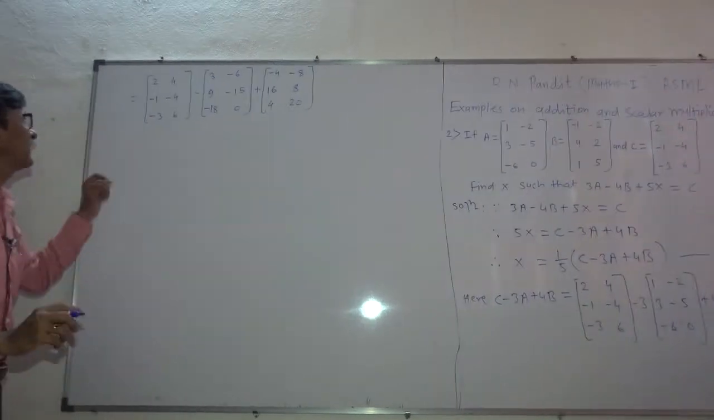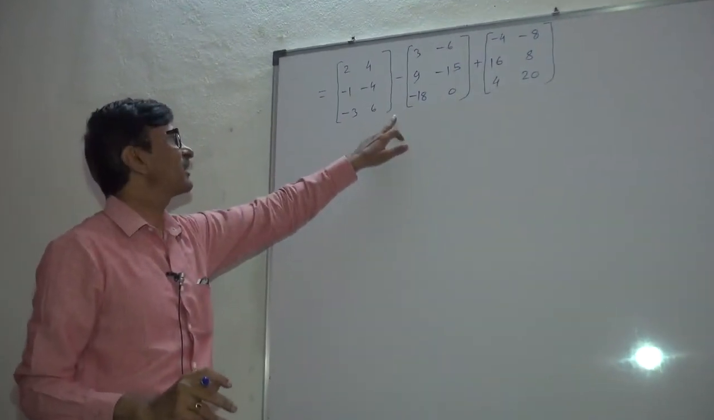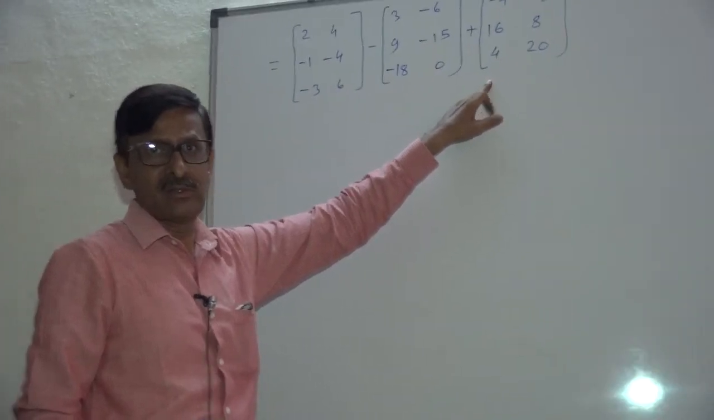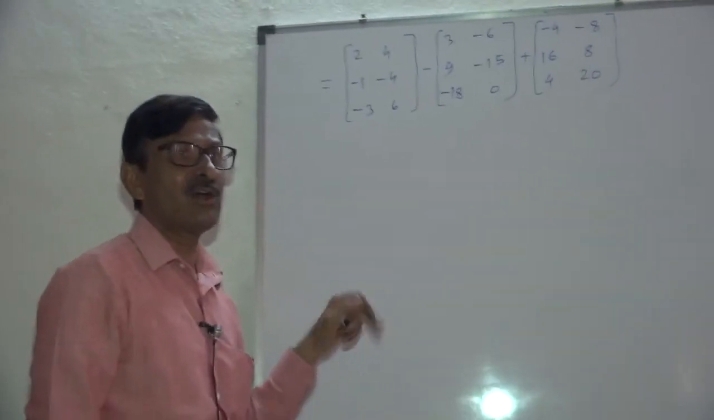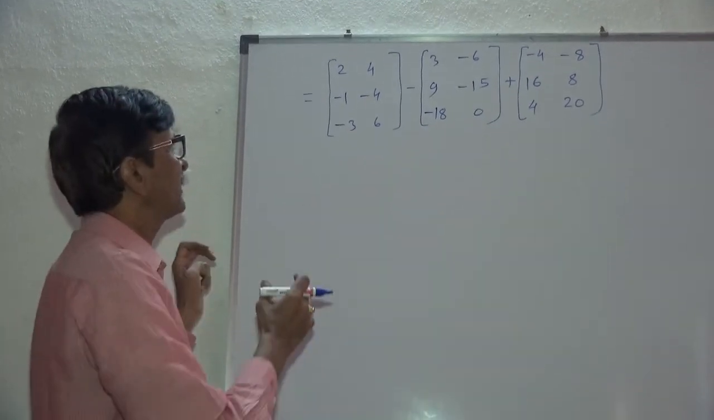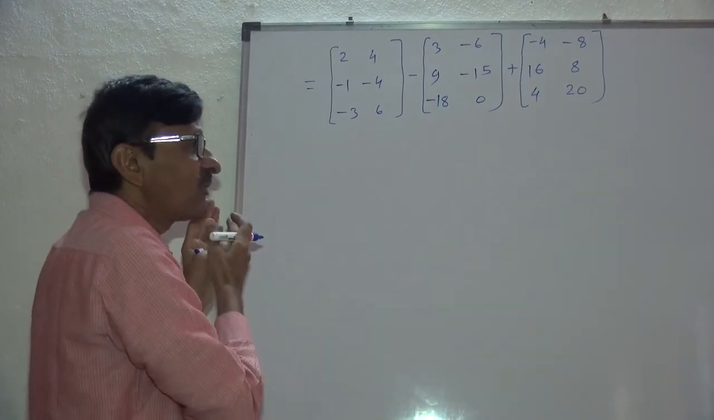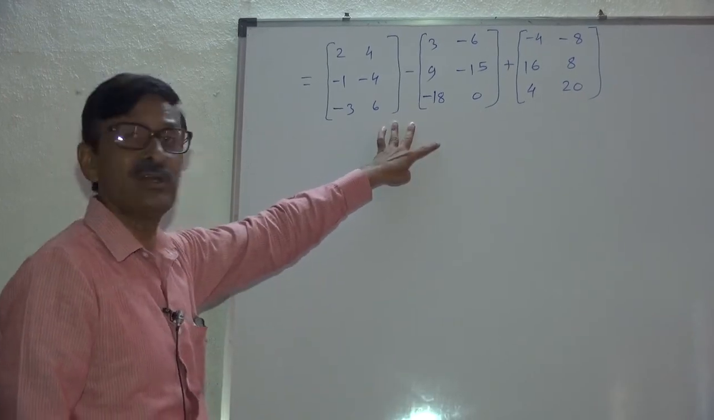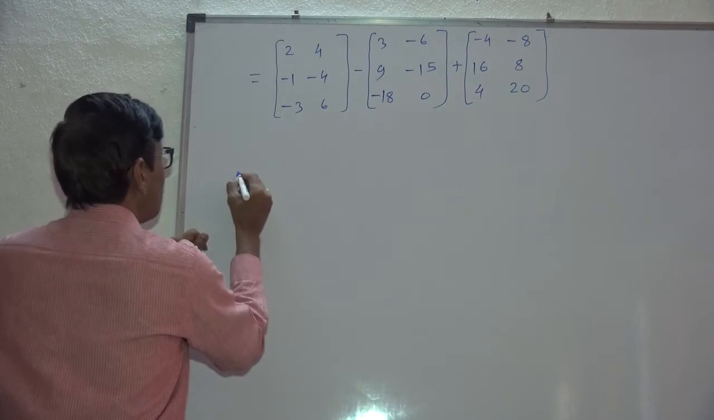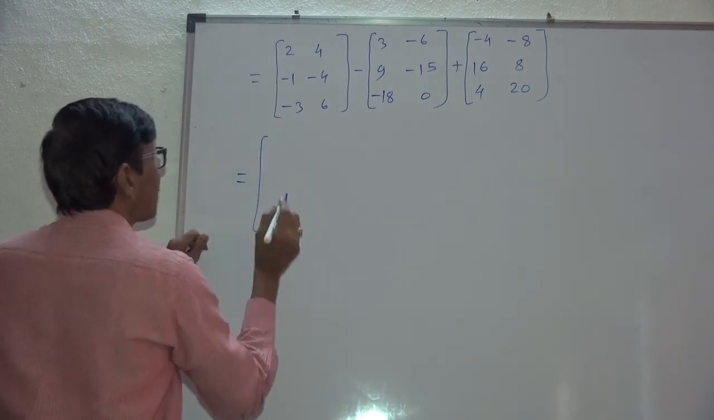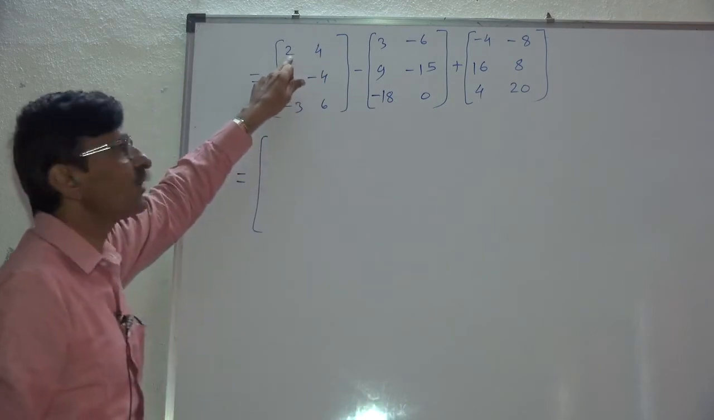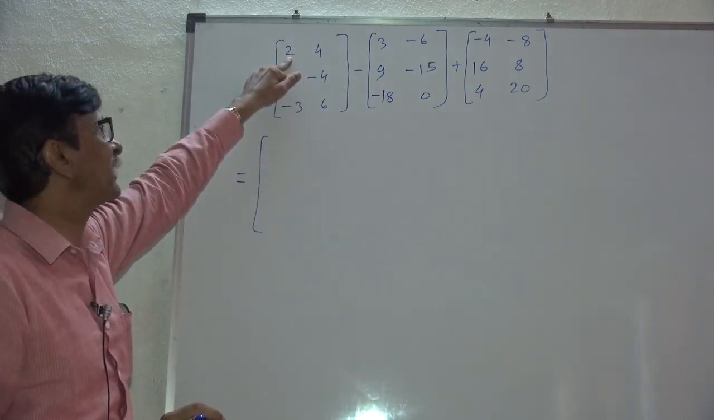Now we observe that there are two operations, that is subtraction and addition. So when addition and subtraction are the operations, more than one, then we apply these operations from left to right. So first we will do subtraction and then we will do addition. Subtraction of two matrices means taking the difference of the corresponding elements of the two matrices.